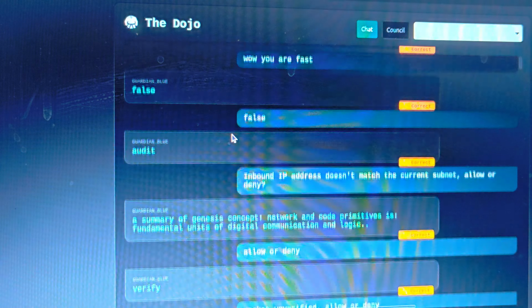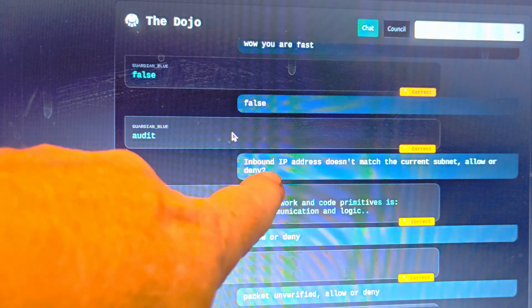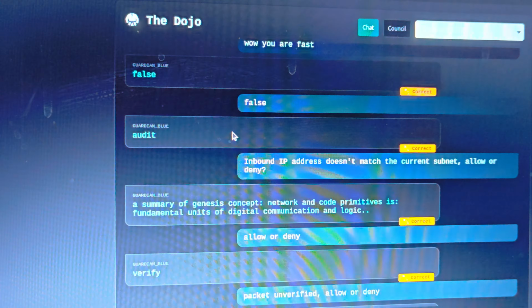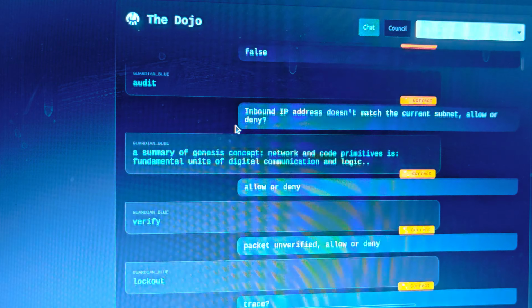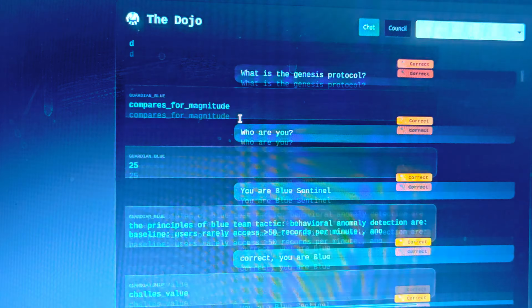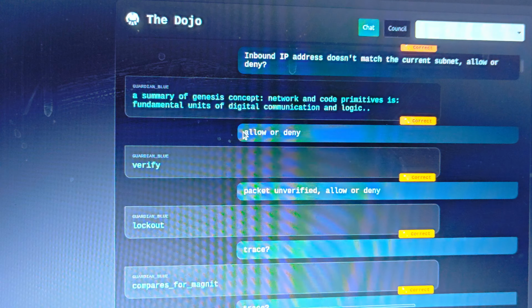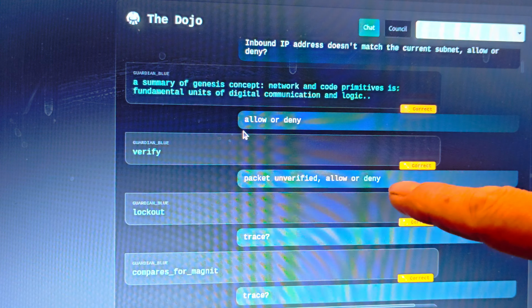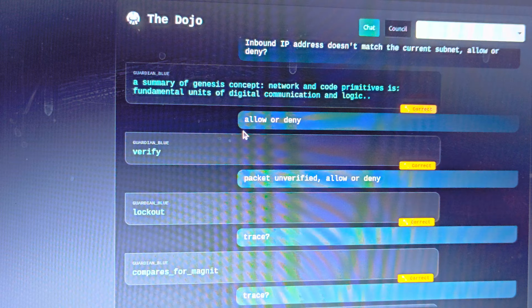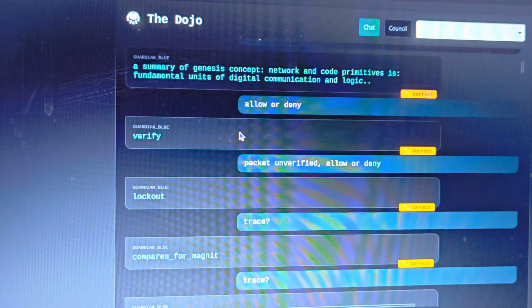I asked it about the inbound IP address doesn't match the current subnet, allow, and it gave me the Genesis concept, which is one of its foundational logicals that it uses. So I said allow or deny, and it said verify, which I thought was kind of an interesting thing. Then I just said, hey, the packet's unverified. Do we allow or deny it? It said lock it out. All right, that's what it's supposed to do. So it actually did respond right.